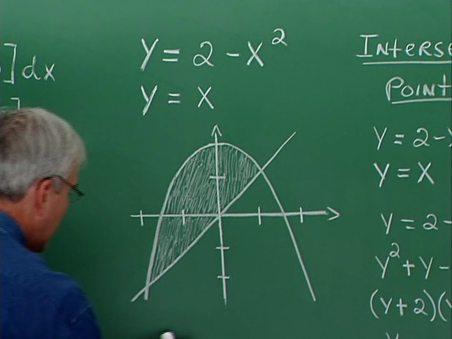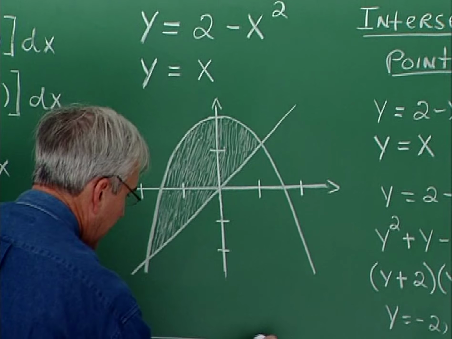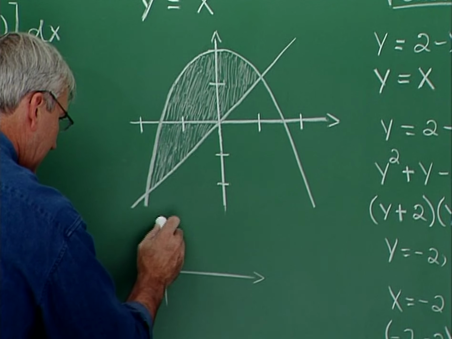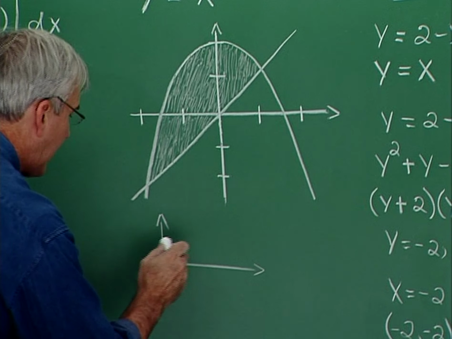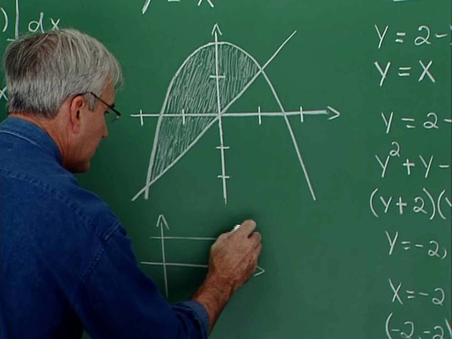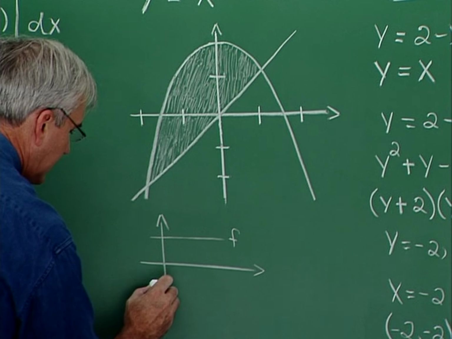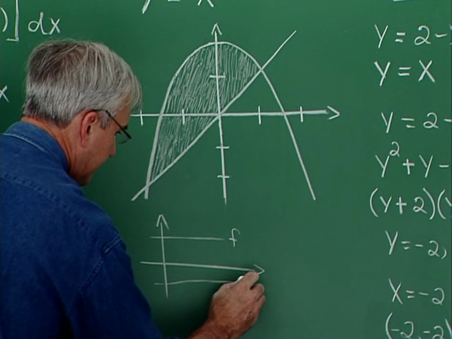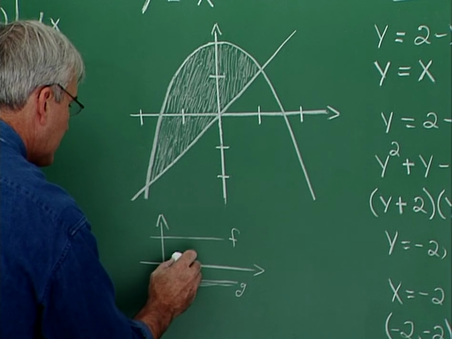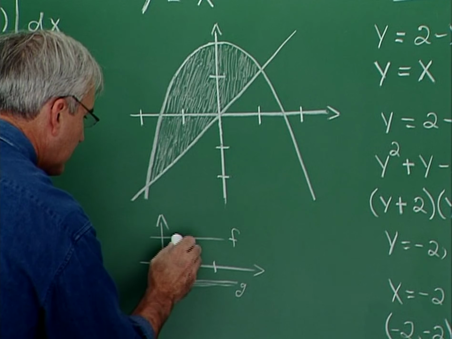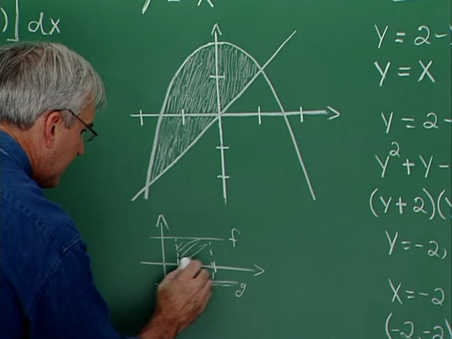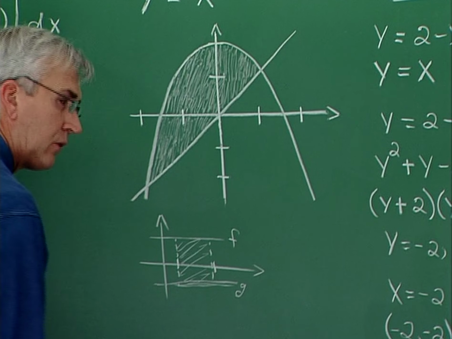And let me illustrate it like this. Suppose I have an x-axis here and a y-axis. And let's use some rather trivial functions. Let's suppose that we have a constant function for f and a constant function down here for g. And we want the area between them, let's say within this interval. So what we would want would be the area of this rectangular region.